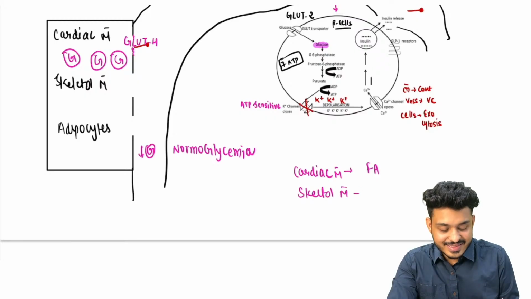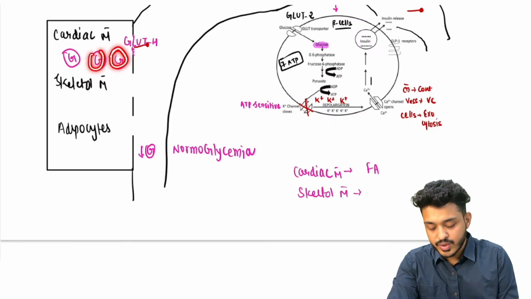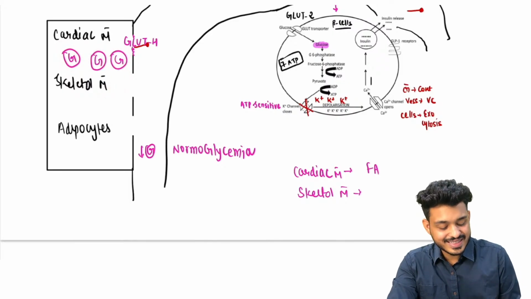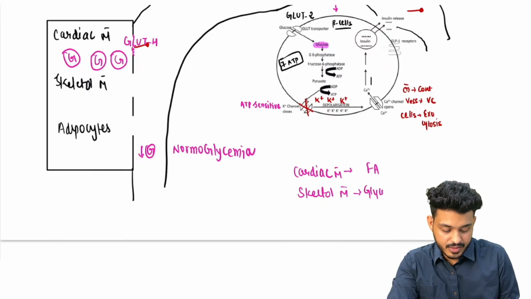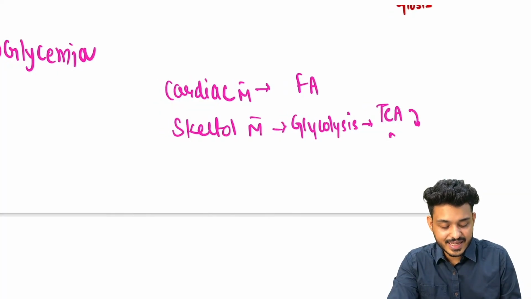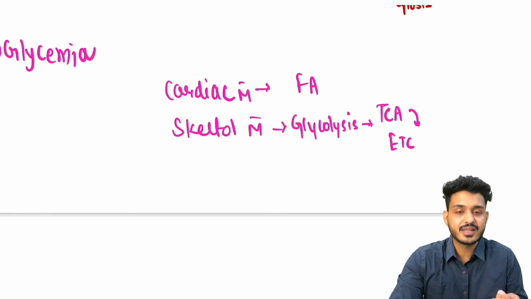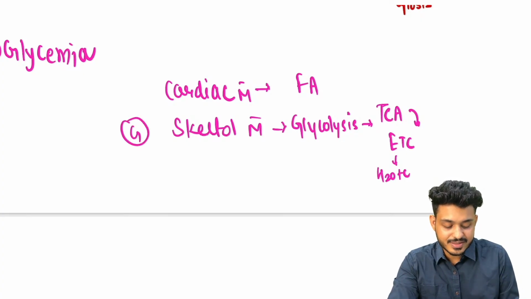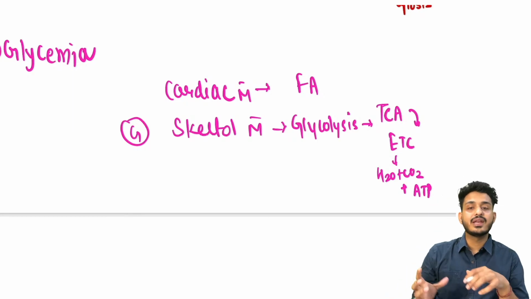In skeletal muscle, whatever glucose you are going to give, what will happen with the glucose in skeletal muscle? You will be having glycolysis. Then you can also have the TCA cycle or Krebs cycle, and this TCA cycle will send the electrons, the energy, to the electron transport chain. After that, this glucose will convert into H2O plus CO2 plus energy plus ATP, right? This is what is going to happen in your body normally.